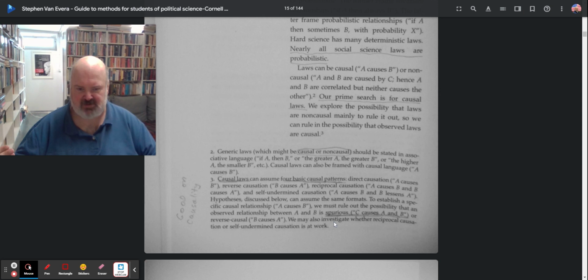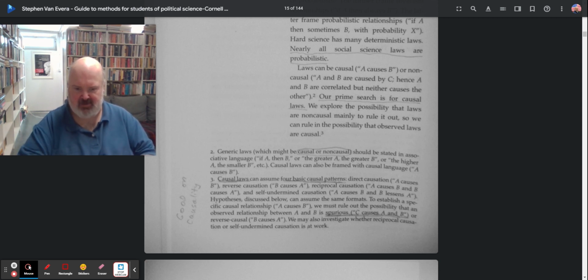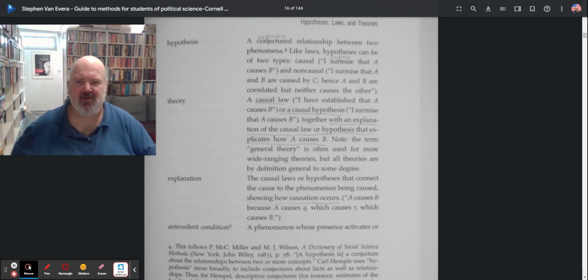We may also investigate whether reciprocal causation or self-undermined causation is at work. Reciprocal, in other words, is A causes B and B causes A. If we're looking for this, we have to exclude that, and then we want to watch for these two, right? And these are at work, okay? This is a very good note here, good on causality, okay? I'm sorry for the handwriting. I didn't have a good clean copy of this.